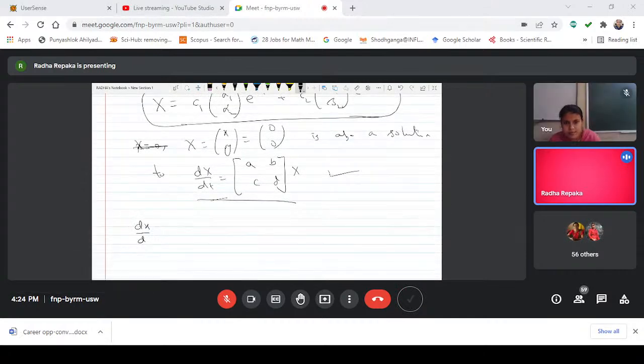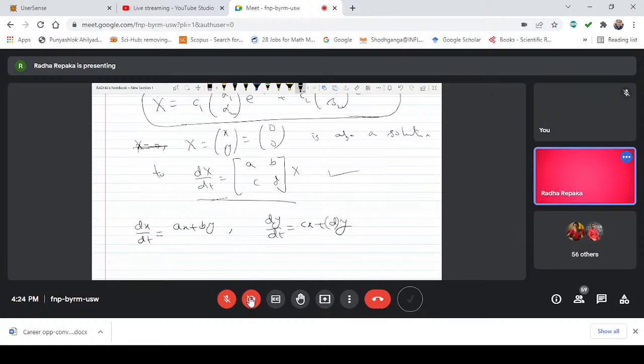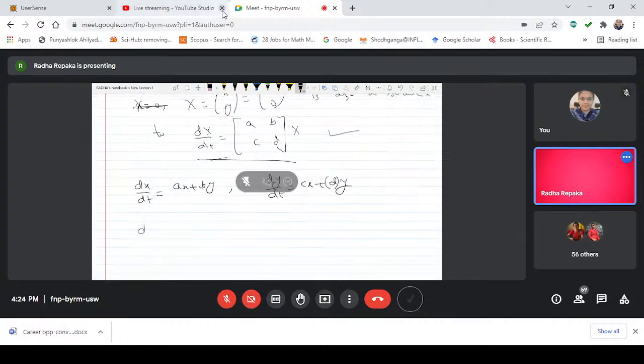dx by dt is equal to ax plus by, dy by dt is equal to cx plus d into y. This is not the derivative. What is dy by dx? It is c into x plus d into y divided by ax plus b. Here you should understand, I have to go very slowly.